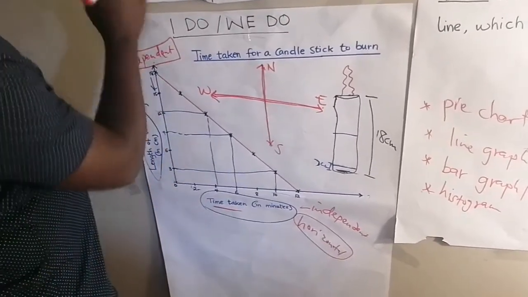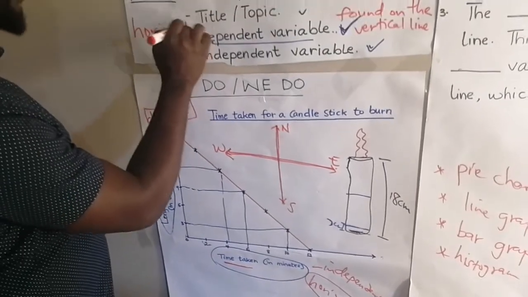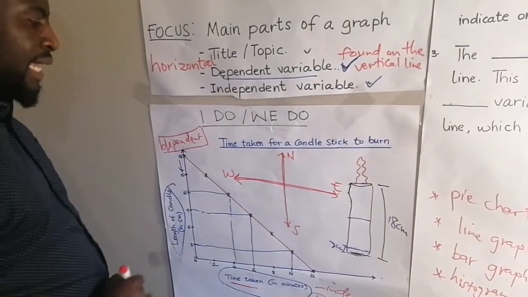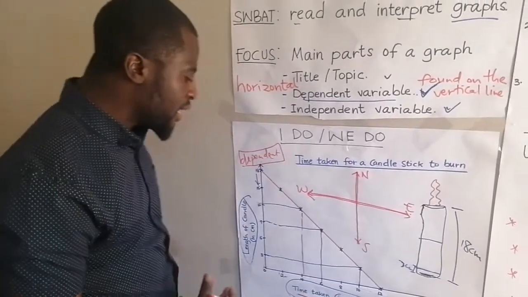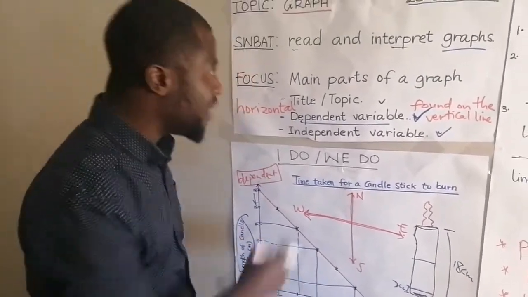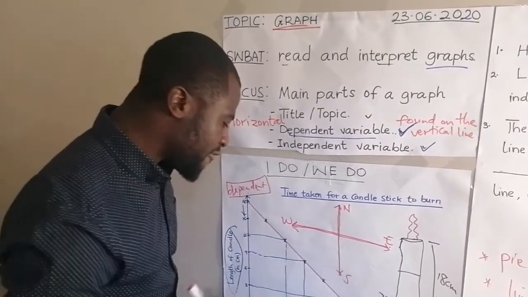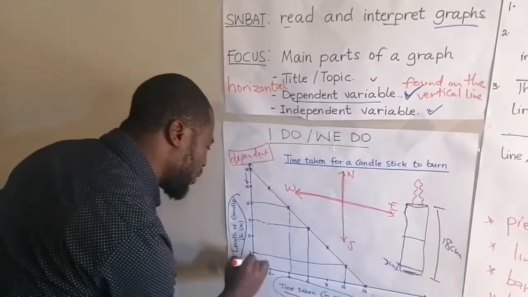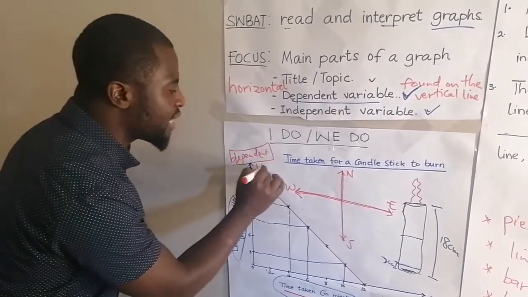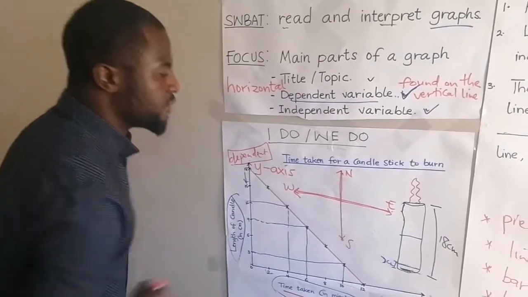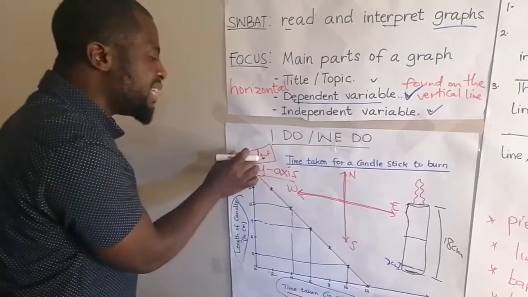Okay, if you can see, horizontal, H-O-R-I-Z-O-N-T-A-L, horizontal line. Now, in any graph work, I will explain this further when we get to that section of our topic, graphs. But for now, for any graph work, the vertical line, which is also our dependent variable, represents what we call the x-axis. Sorry, the y-axis. So our y-axis here represents the dependent variable.